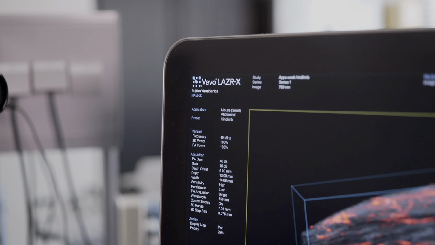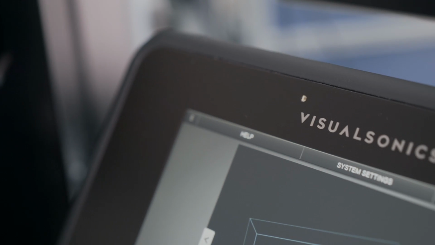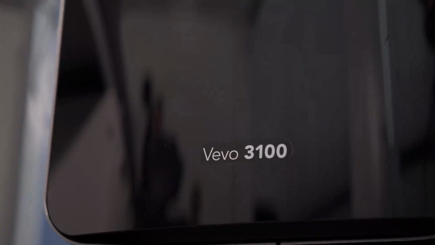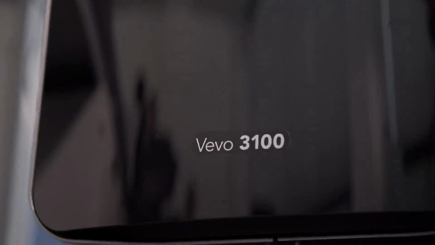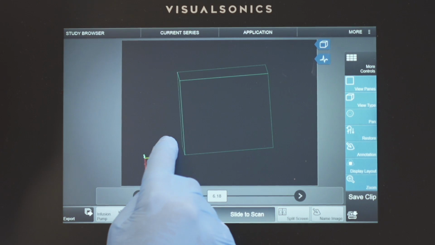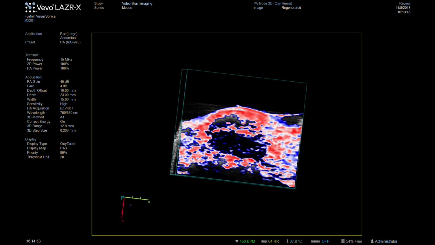The Vevo Laser X system is a unique multimodality imaging system combining ultra-high frequency ultrasound and photoacoustics to gather anatomical, functional, and molecular information from just one image acquisition. This short demo shows just how user-friendly this compact and flexible platform is for brain imaging.